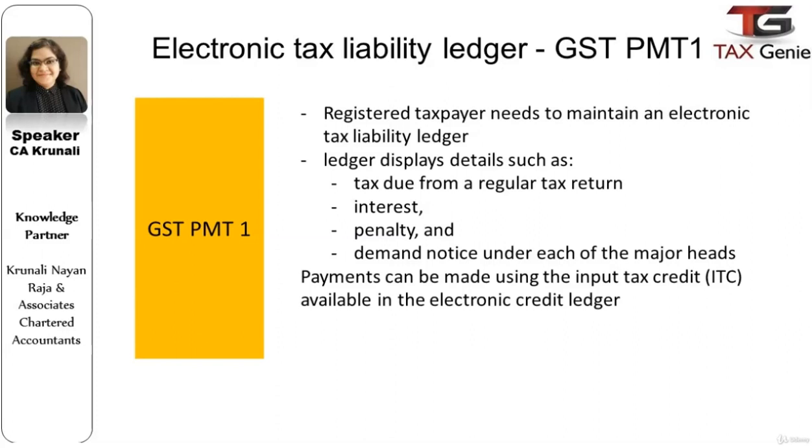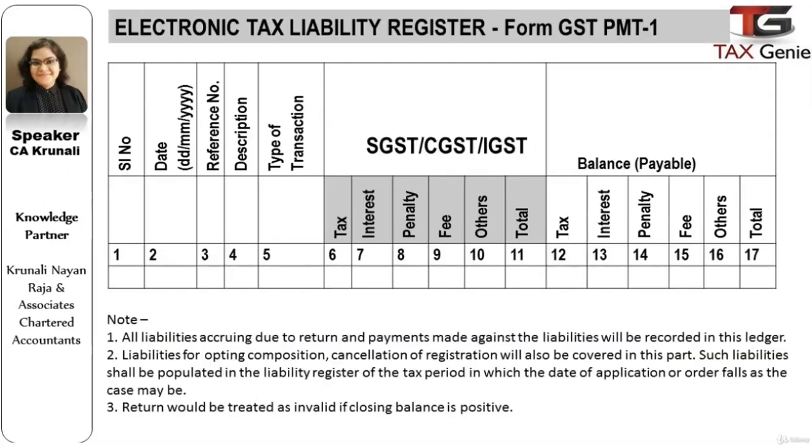It displays details such as tax due from a regular tax return, interest, penalty, and demand notice under each of the major heads. Payments can also be made using the input tax credit available in the electronic credit ledger. Let us look at how the electronic tax liability ledger would look.